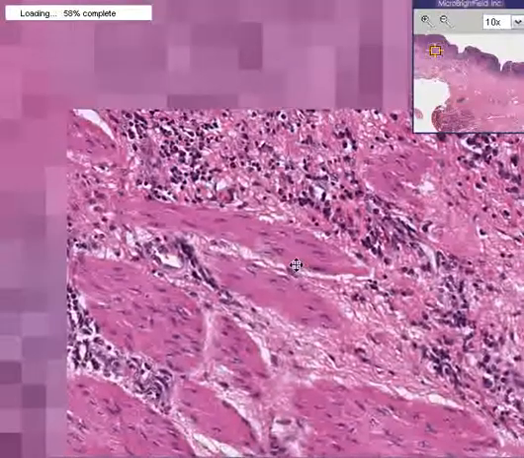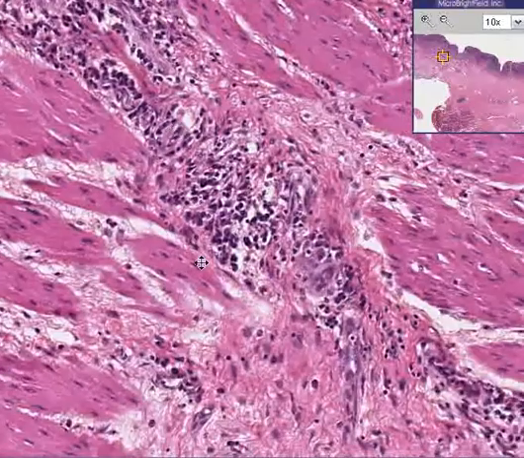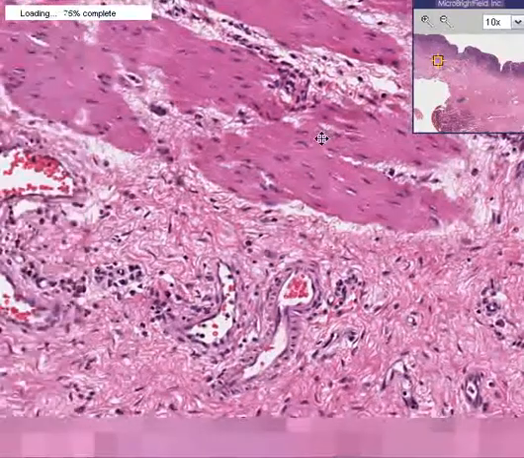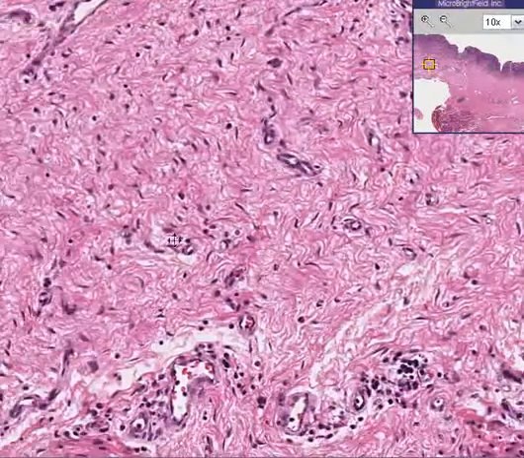And quite frankly, I don't think I see any skeletal muscle here, but I don't plan on looking for it for a long time. Here's the rest of the fibrous wall. Here are some blood vessels. Here's some loose connective tissue.